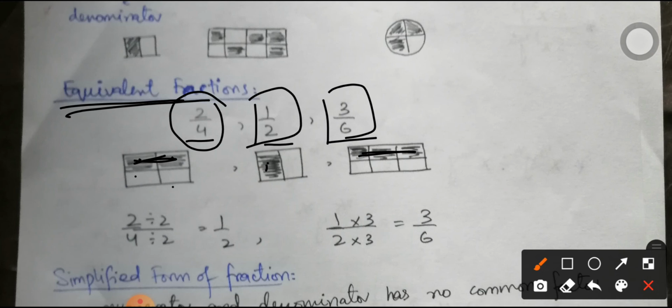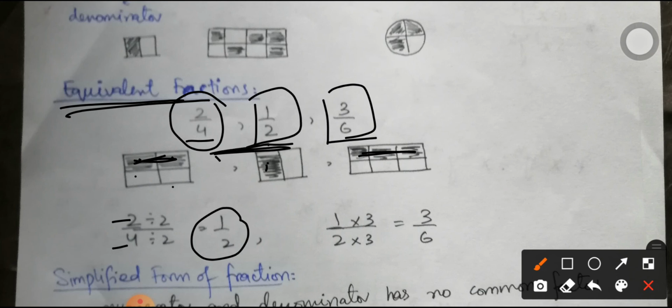Mathematically, how can equivalent fractions be found? We can divide the numerator and the denominator by the same number, or we can multiply the numerator and the denominator by the same number, and the resultant fraction will be equivalent. For example, if I have the fraction 2 by 4, I can divide the numerator as well as the denominator by 2 and I will get 1 by 2. So these are two equivalent fractions.